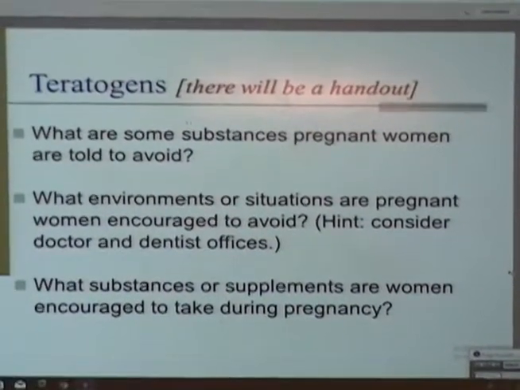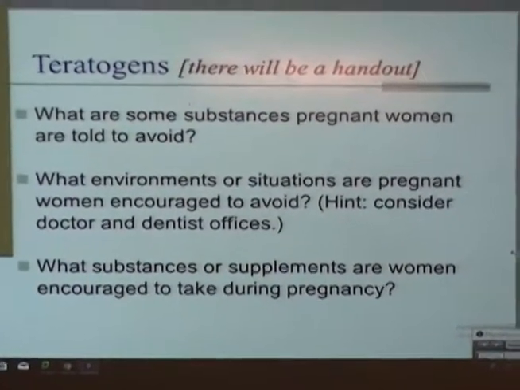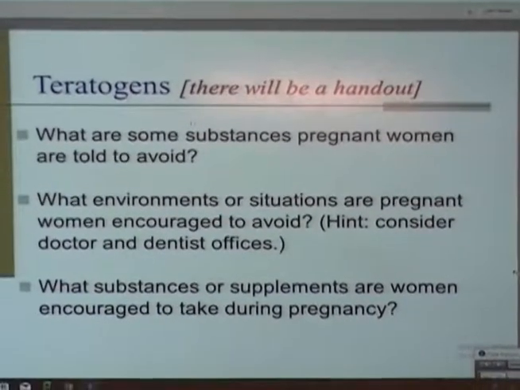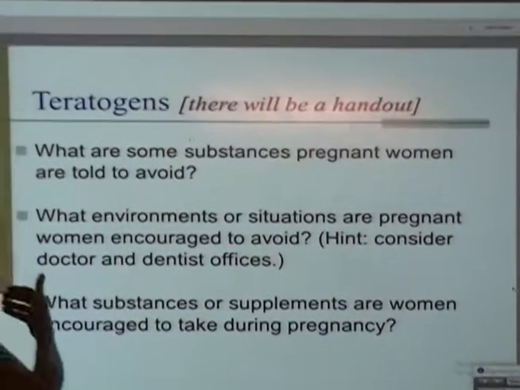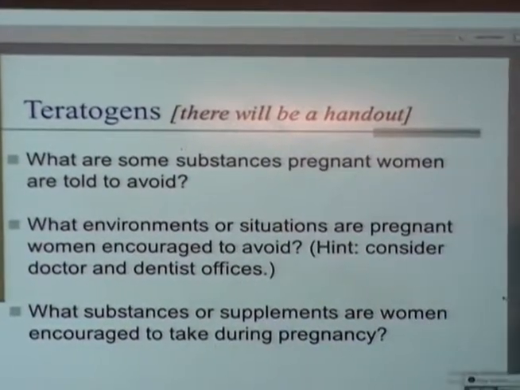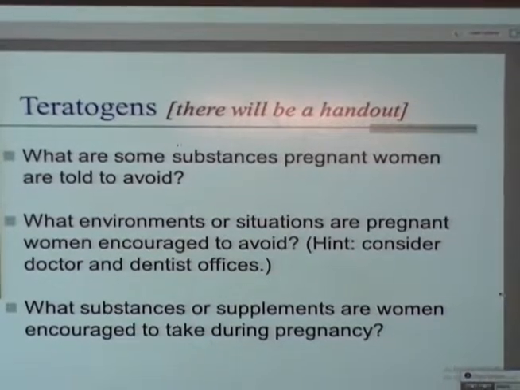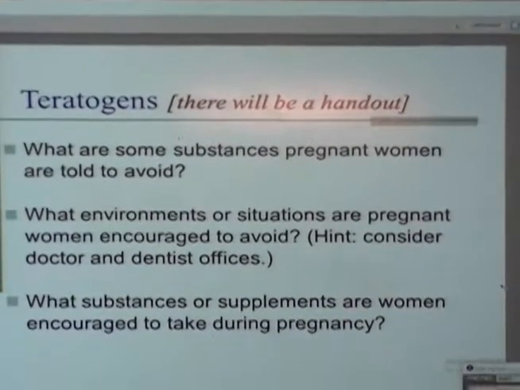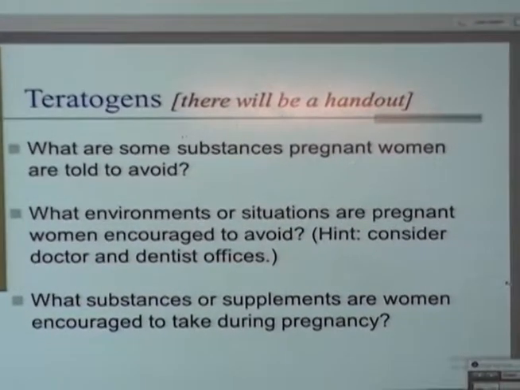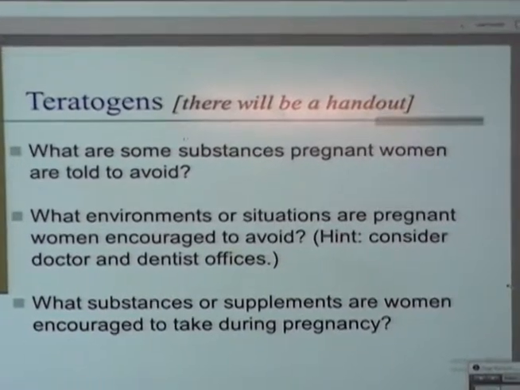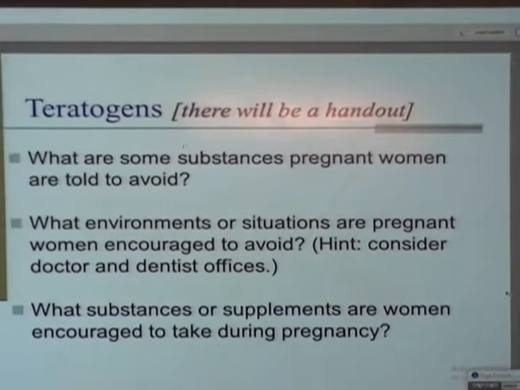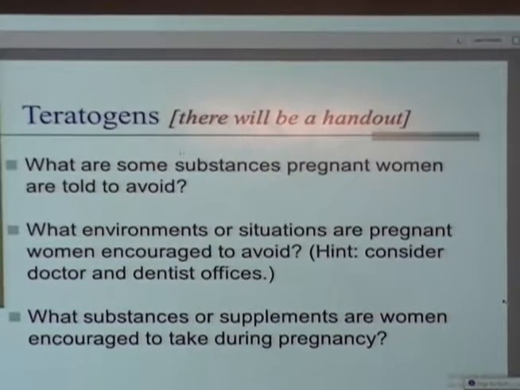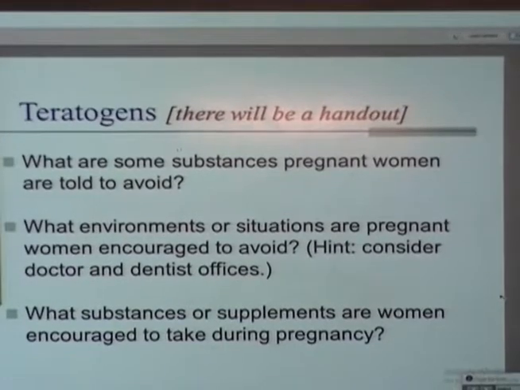There is a handout on Blackboard that has a lot more information about teratogens if you're interested in them. Some of the substances pregnant women are told to avoid. So, boys already came up with 2 good ones: cigarettes, smoking, and drinking alcohol. In the hot tub. And hot tub, yes. Those are 2 big ones. Women who drink during their pregnancy, yes sir?